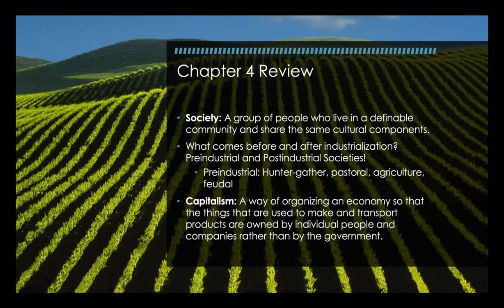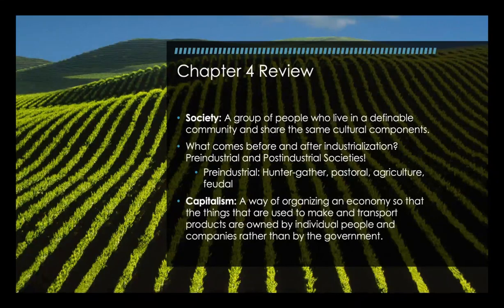We tend to focus more on how society changed due to industrialization and what our society looks like in a contemporary setting now that we've gone through the full industrialization process. And that ties directly with capitalism, especially in the majority of Western societies and in the United States. Capitalism is a way of organizing an economy so that the things that are used to make and transport products are owned by individual people and companies rather than the government.